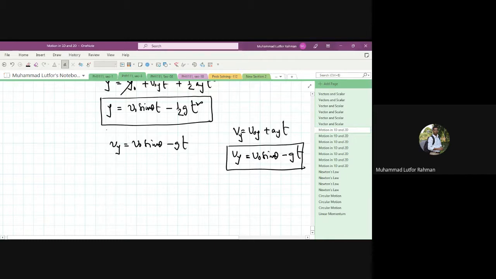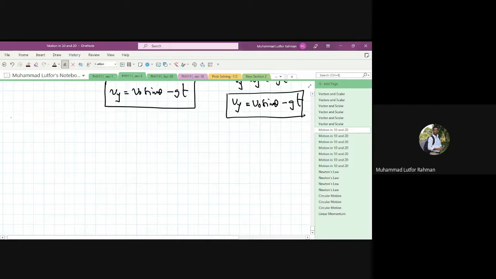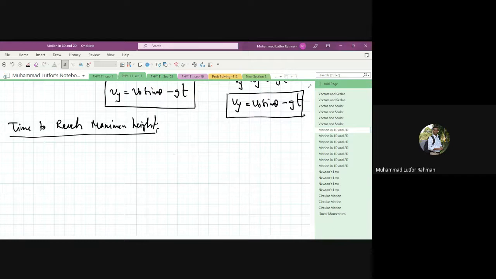All right. Now say I want to find out first the time to reach the maximum height. How much time will it take to reach the maximum height? I know if it reaches the maximum height, then what would be its velocity? The vertical component of velocity. What would that be? Zero. Yes, it would be 0. So then I'll write Vy would be 0.